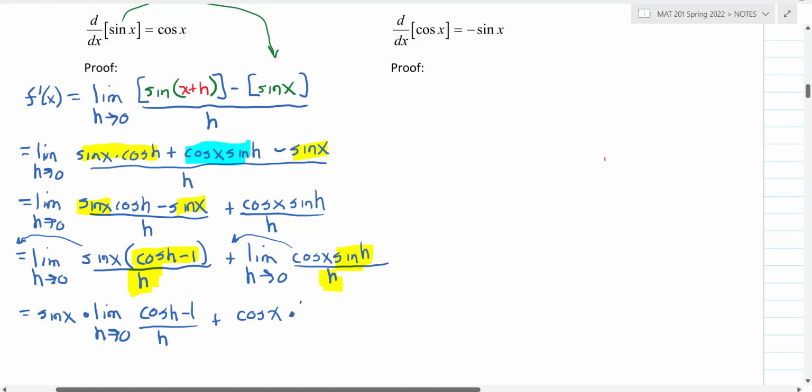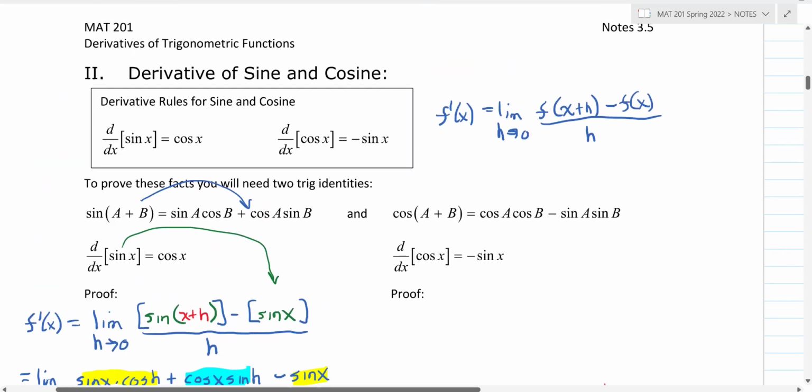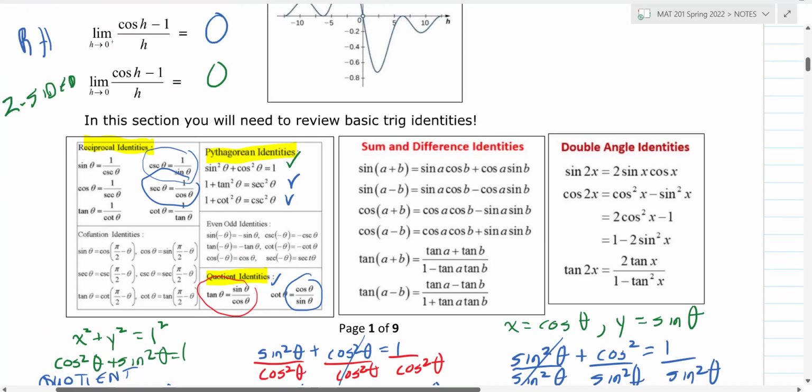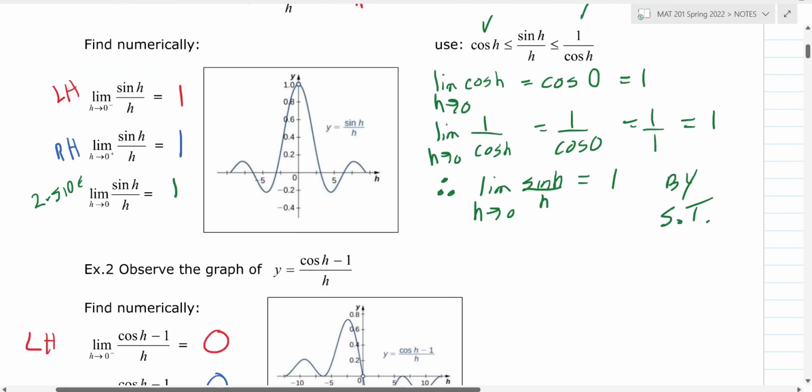We treat it as a constant. And then we have the limit as h goes to 0, and then we're left with sine h over h like that. Okay, so here's what happens. If you look at the previous page, we had these two limits. We had the limit of sine h over h was 1. The limit of cosine h minus 1 over h was 0.